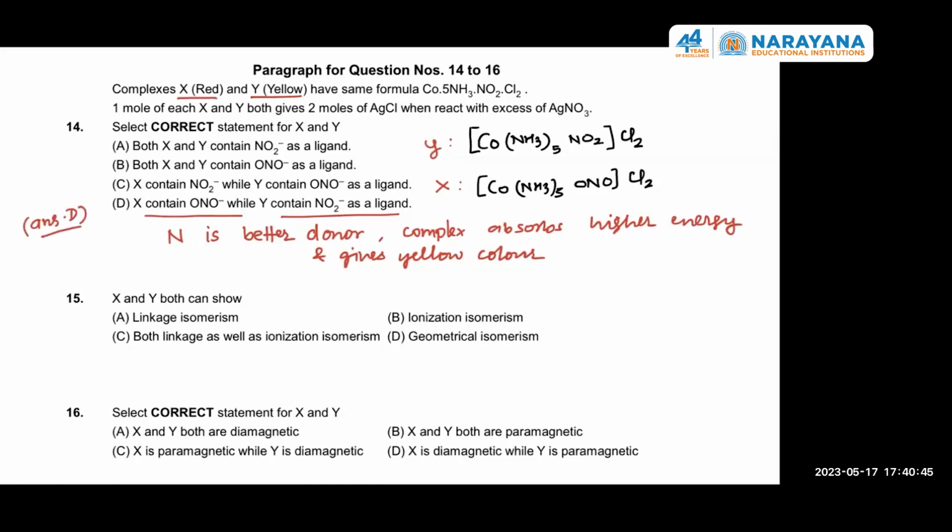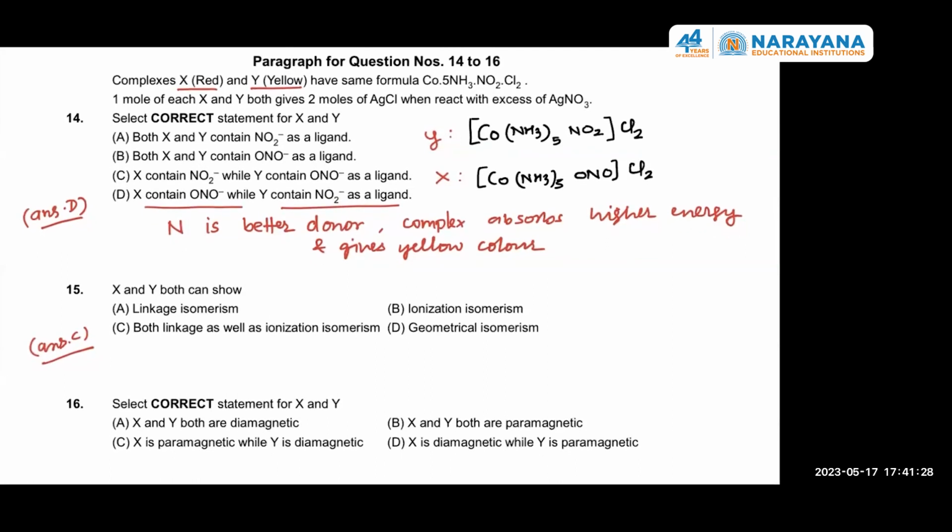So this is the only difference by which we have to judge the complexes. Linkage isomers can have different colors due to their donation site capabilities. The complex with the better donor absorbs higher energy and gives yellow color. Questions 15 and 16 are comparatively easier. We have to show which type of isomers X and Y can show. NO2 and ONO obviously show linkage isomers, and they can also show ionization isomers with respect to chlorine. So the answer will be C.